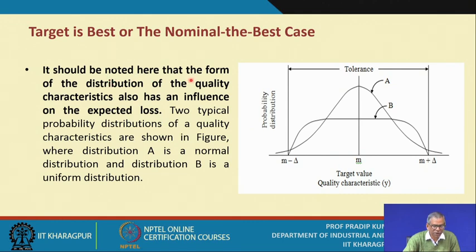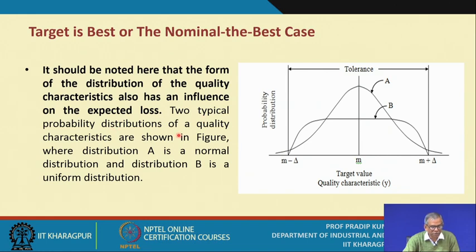Now, it should be noted here that the form of the distribution of the quality characteristic also has an influence on the expected loss. Is it okay? That means what you need to do, if the quality characteristic distribution is like this, is compute the expected loss. And if, with respect to the same specification limits for the same quality characteristic, you get this sort of behavior or performance, then what is the quality loss?